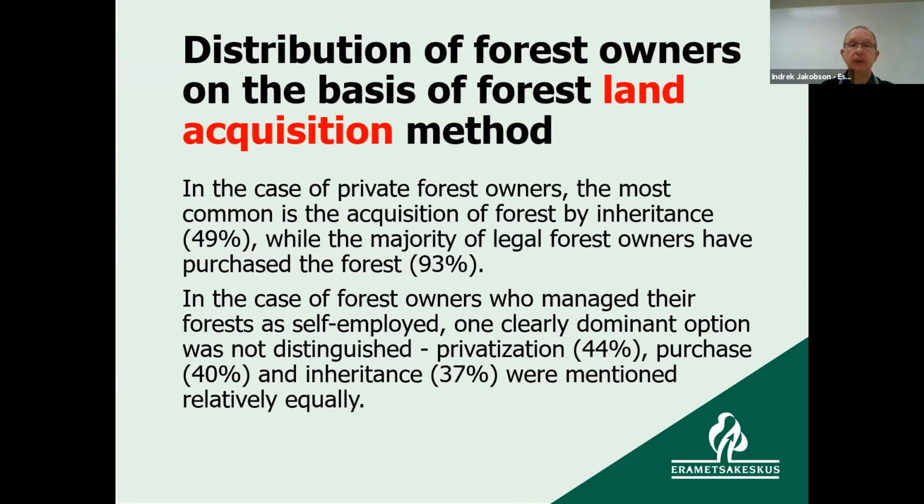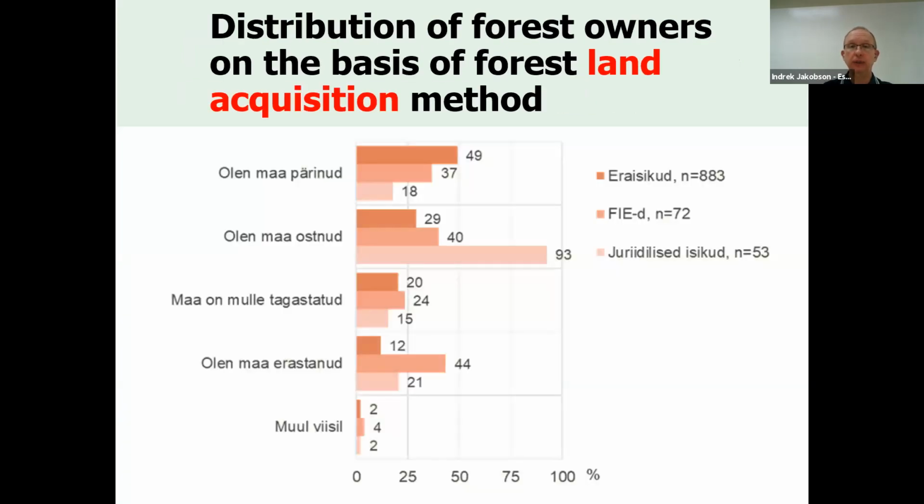In this case, the forest owners who manage their forest as self-employed, it means he's a physical person but employs himself. The clearly dominant option was privatization, purchase, and inheritance. I have a slide just to show it. Here we see the people who bought the land, private persons only 29%, but legal persons 93%. And here are other ways, restitutions and so on.